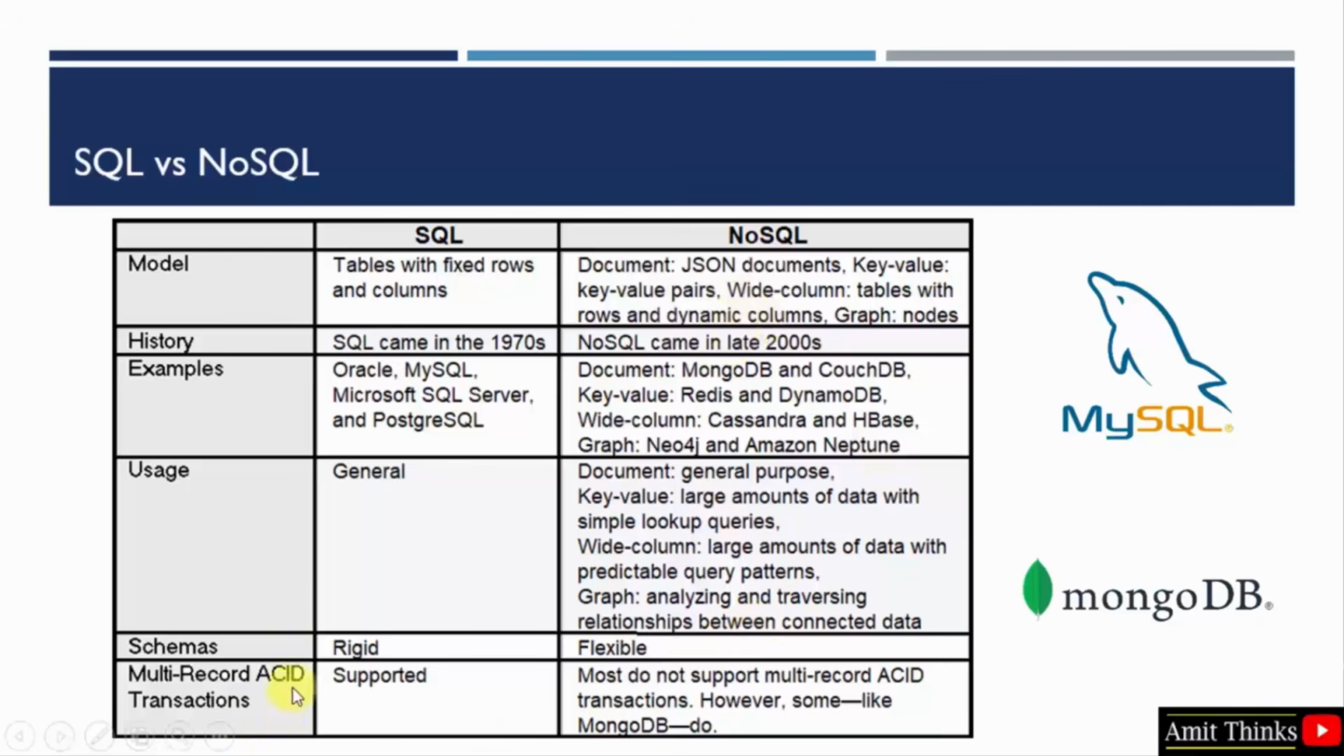Multi-record ACID transactions are supported by SQL. NoSQL generally doesn't support it, but MongoDB will still support it. ACID is an acronym for atomicity, consistency, isolation, and durability. These are basically database operations, and ACID is known as ACID properties, or you can say ACID transactions.